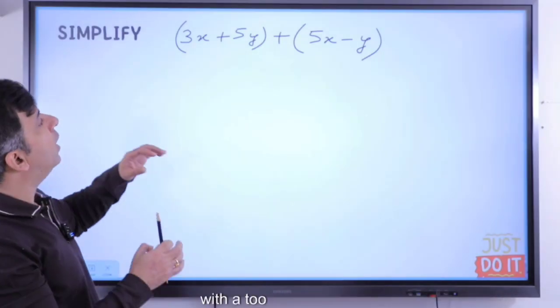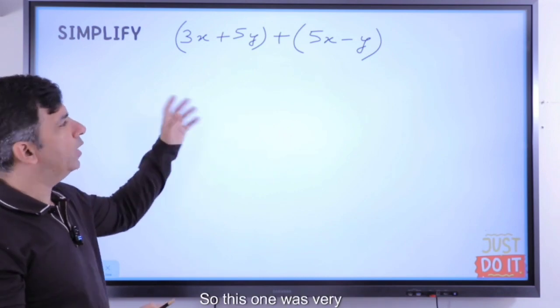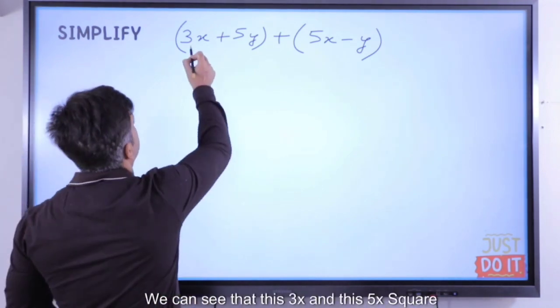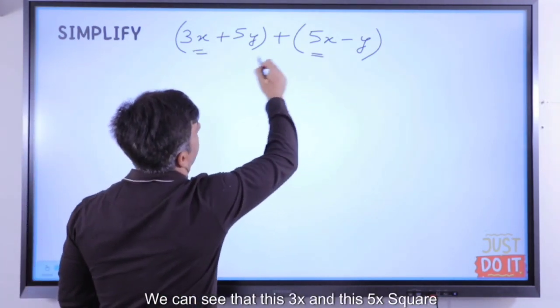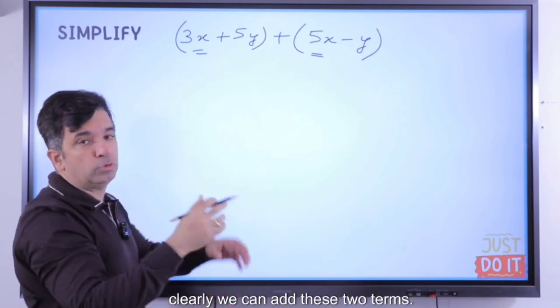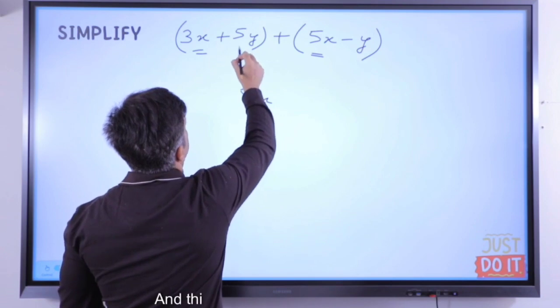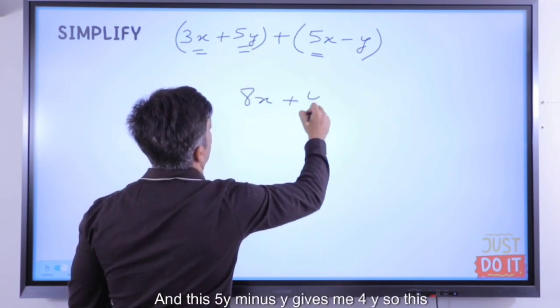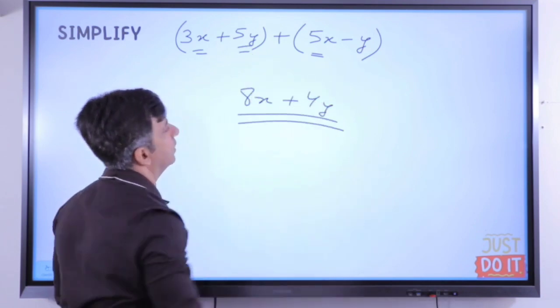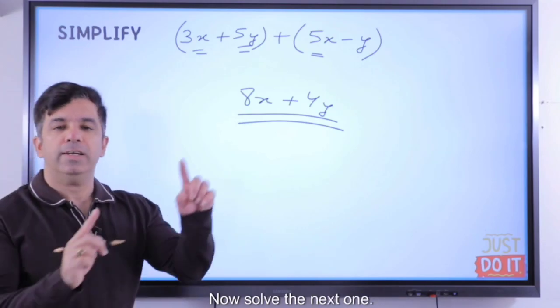So we have started with two simple examples. This one was very easy. We can see that this 3x and this 5x are like terms, so we can add these two terms. 3x plus 5x gives me 8x, and this 5y minus y gives me 4y. So this would be my final answer. Now solve the next one.